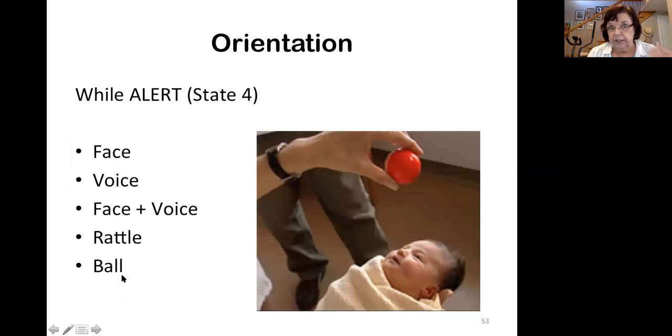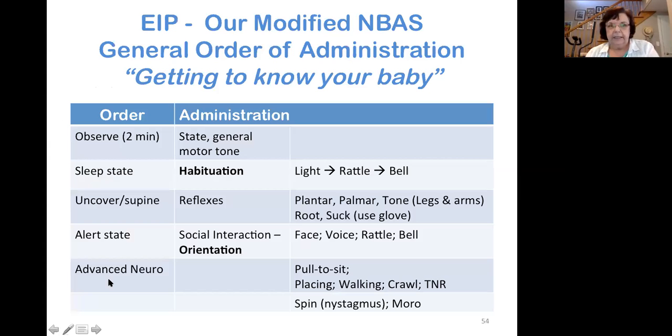We did a flashlight to visual, rattle, and a bell. Here's orientation. How can they follow that red ball? There are some babies that have a beautiful, smooth 180-degree arc, and others struggle to maintain a focus on that. We look at how they orient to the face, the voice and the face, the rattle, and a ball. So it's a pretty lengthy exam.